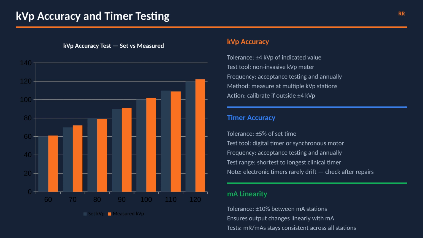Timer accuracy. Tolerance, within plus or minus 5% of the set time across the full range of clinical timers. Test tool, a synchronous motor spinning top for single phase units, a digital timer test device for electronic timers. Frequency, acceptance testing and annually. Electronic timers rarely drift on their own, check after any repair to timing circuits.